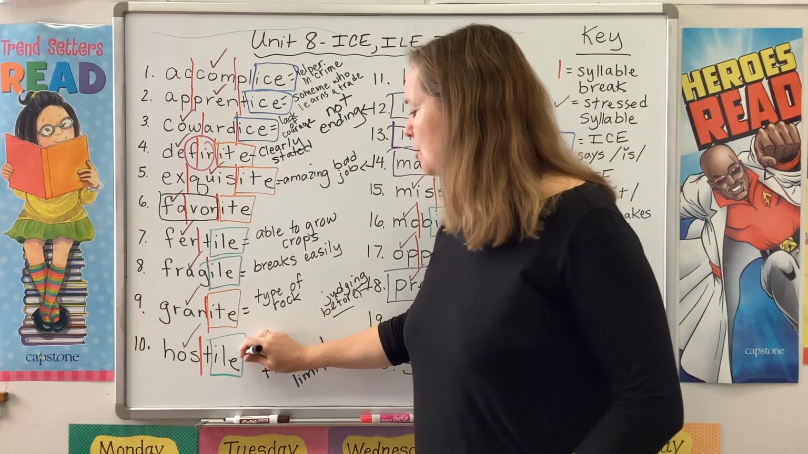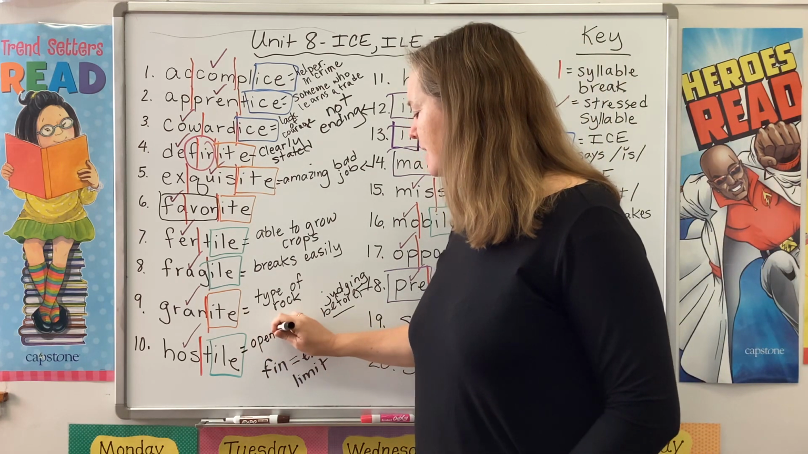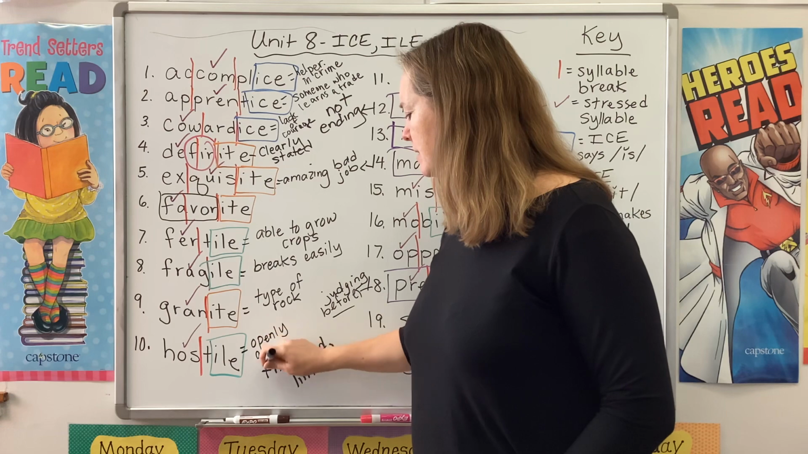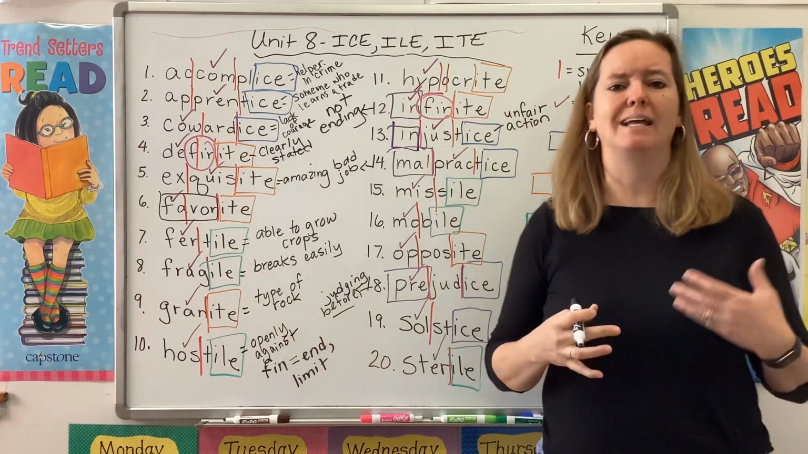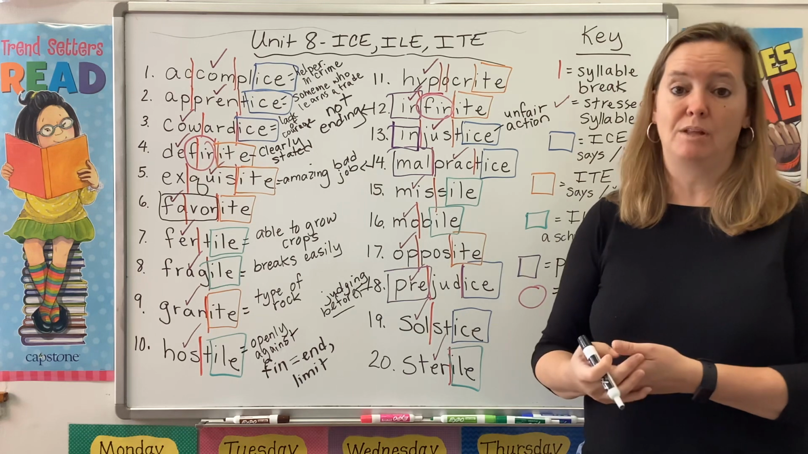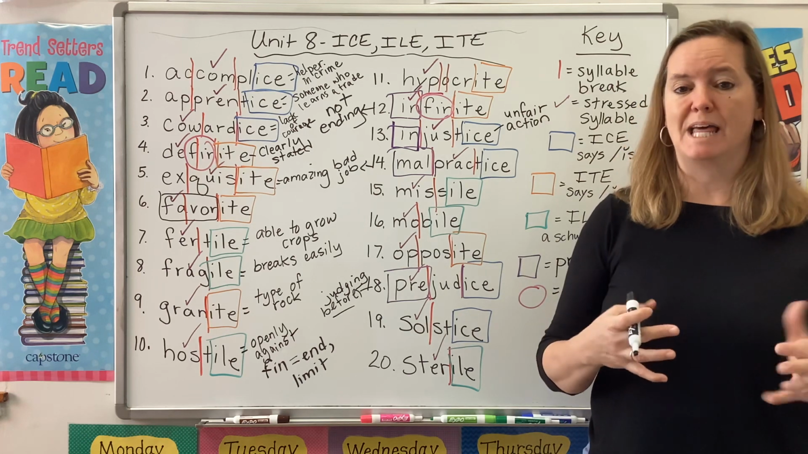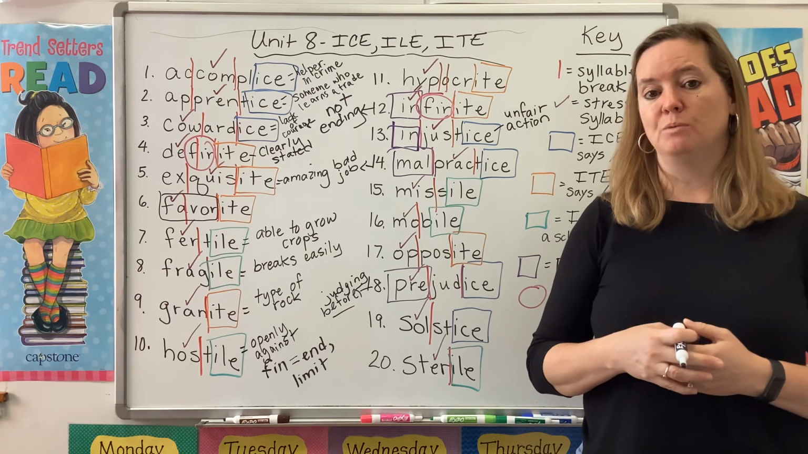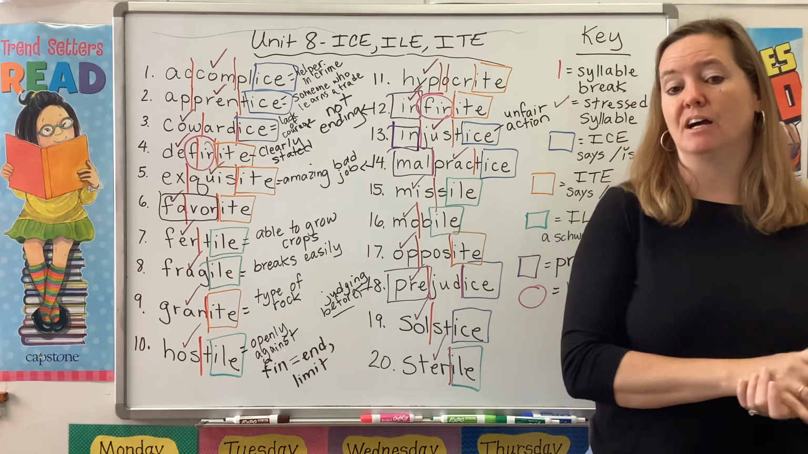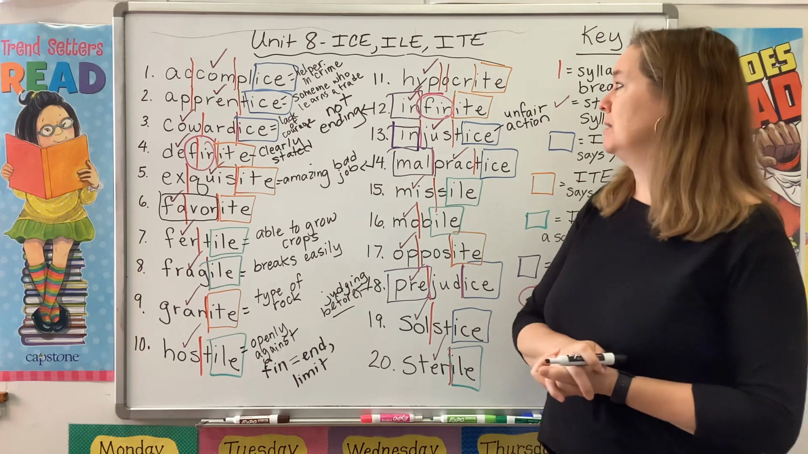Hostile means you're openly against someone. Right? So you're not even trying to hide the fact that you don't like them. You're just rude to them. You are hostile. Sometimes countries are hostile to each other. It's the opposite of having a friendship or a good relationship.